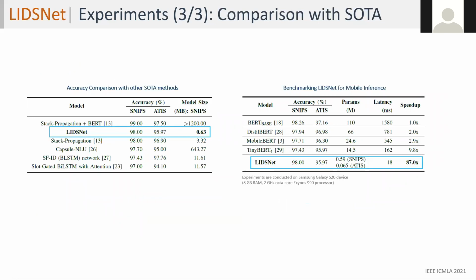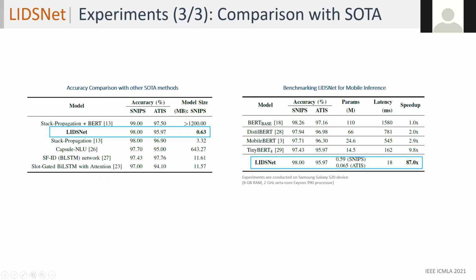We compare our best model, LIDSNet, with other SOTA methods on both the public datasets, SNIPS and ATIS. The table on the left shows that LIDSNet achieves SOTA competitive accuracy with the lowest memory footprint. For the SNIPS dataset, we achieve the second highest accuracy of 98% with the lowest model size of 0.63 MB. This can enable effective deployment of LIDSNet on edge devices such as mobile phones and watches.